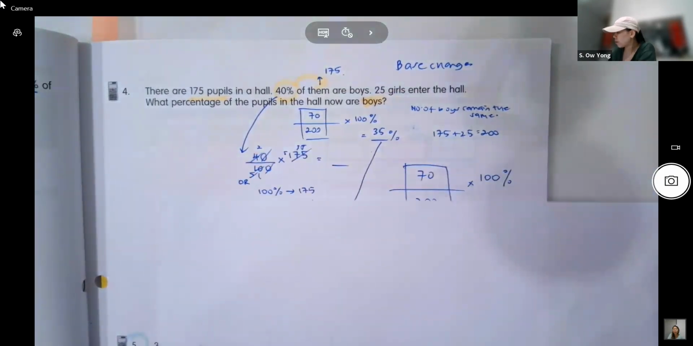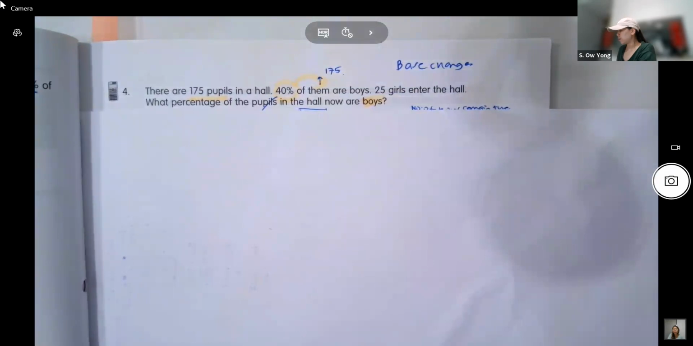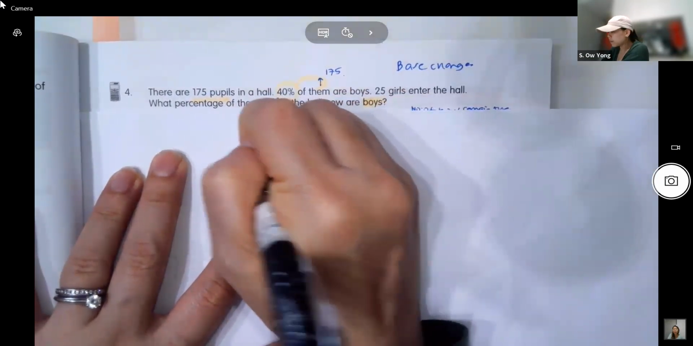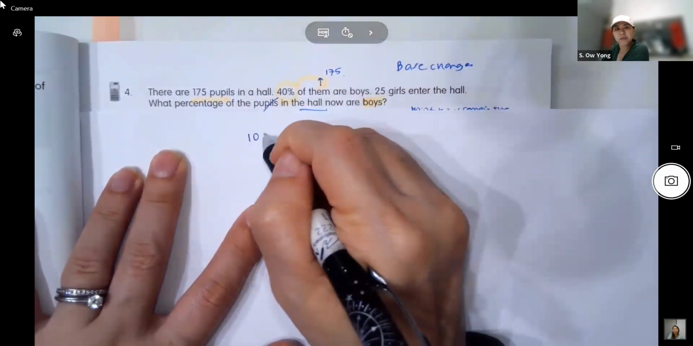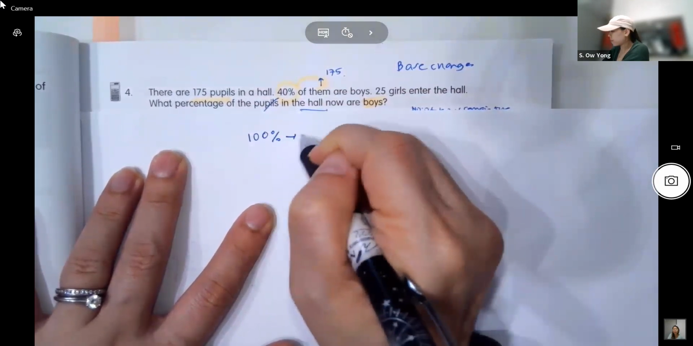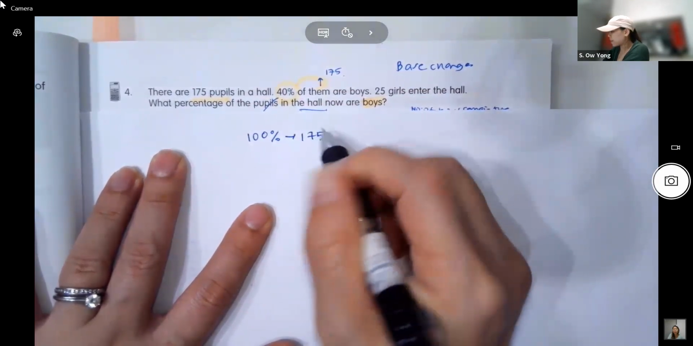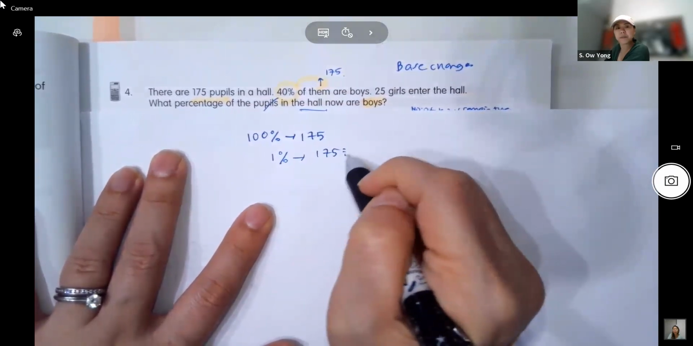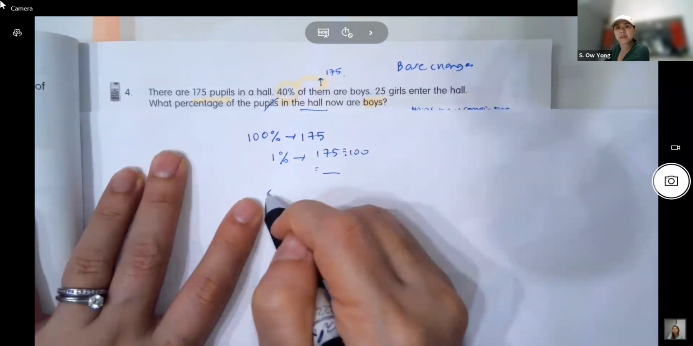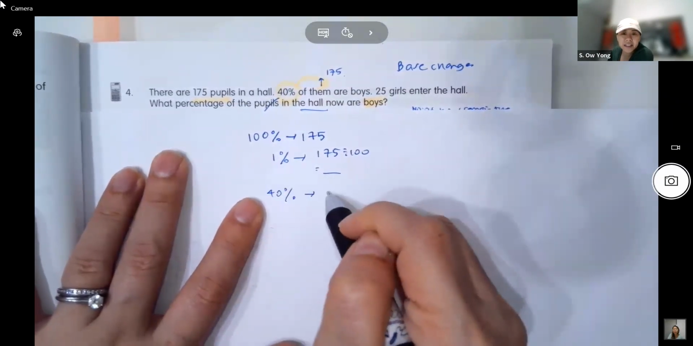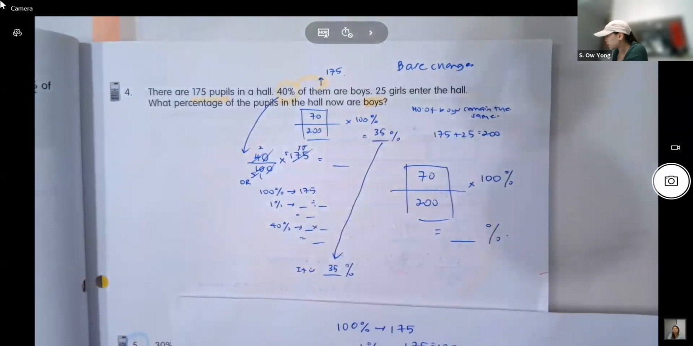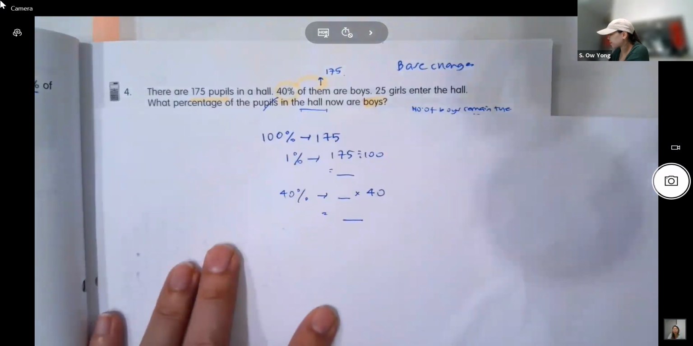So what we are going to do now is do this in terms of 100% arrow 175. Find out 1%. Find out 40%. At least I know that this is the number of boys who will not change, which is 70.